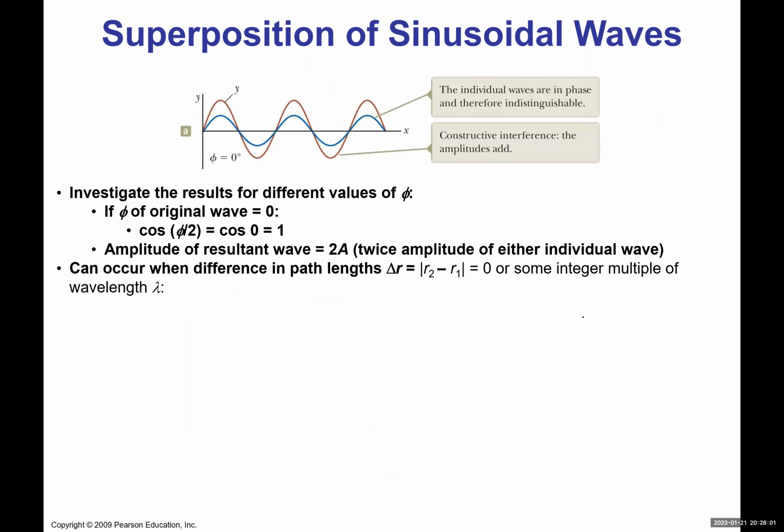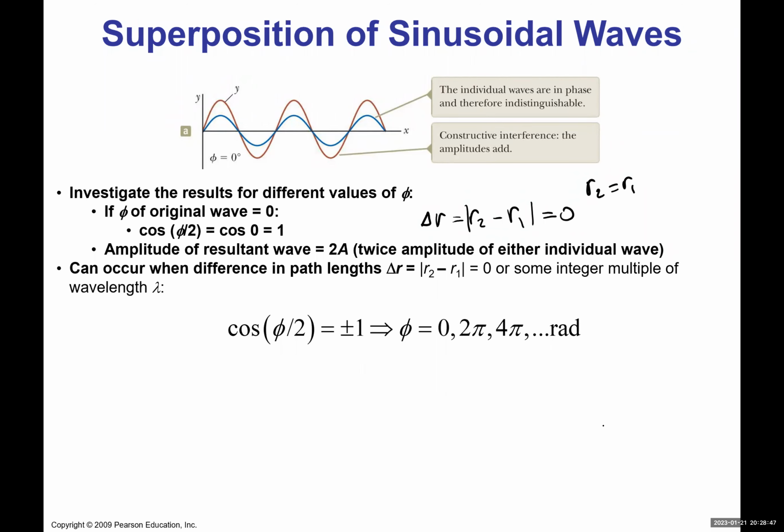So here, as you can see, an example of that. If phi of the original wave equals 0, then cosine of phi over 2 equals cosine of 0, which equals 1. And the amplitude of the resultant wave equals 2 times a, twice the amplitude of either individual wave, and can occur when the difference of path length is equal to 0, because what I have here is delta R equals R2 minus R1. If R2 minus R1 gives me 0, that means R2 is equal to R1, so they have exactly the same path length.